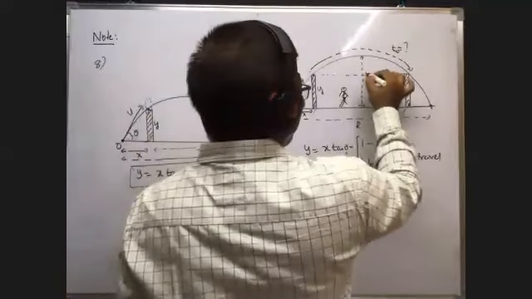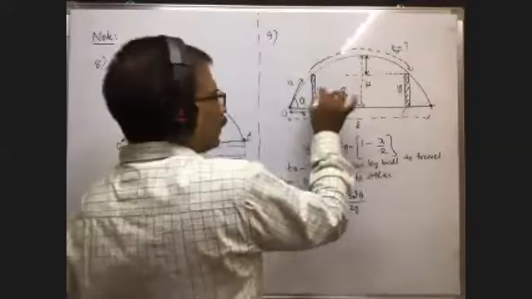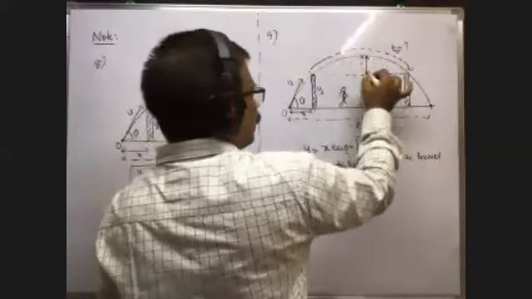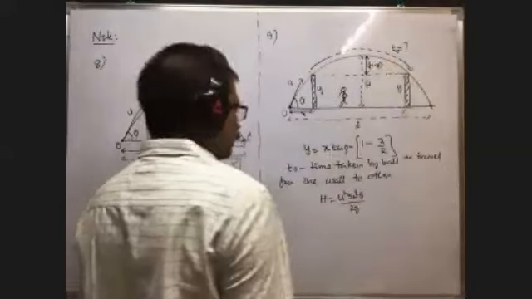Now, what about this distance? The height of the wall is y. This maximum height is H. Then what about this distance? That is H minus y now. H minus y.